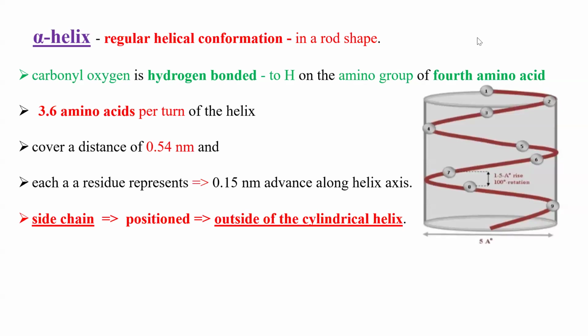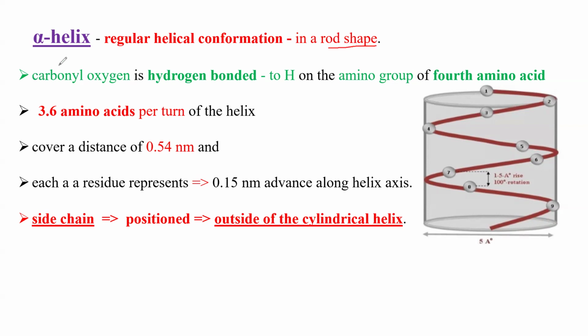Okay, so now we are going to look at the examples of the secondary structure of protein. In the secondary structure of proteins, we have alpha helix and beta-pleated sheets. We are going to start with the alpha helix. The alpha helix has a regular helical conformation that is rod in shape.